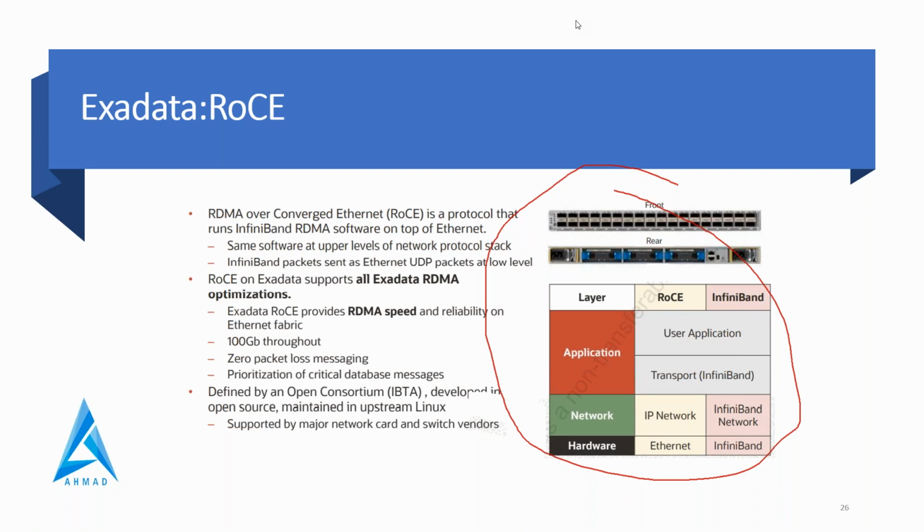So InfiniBand was the only viable RDMA capable network at the inception of Exadata. So that is related to RoCE.